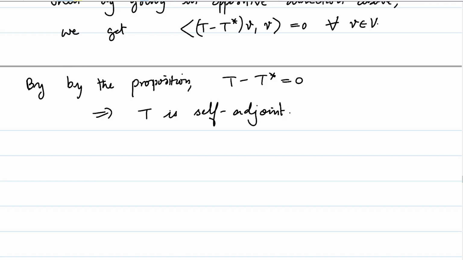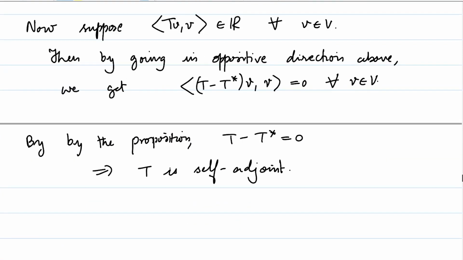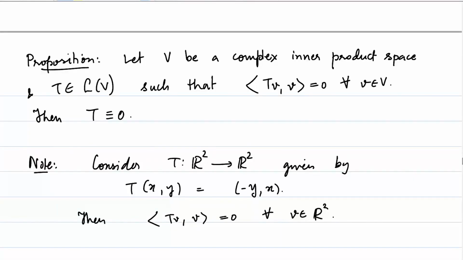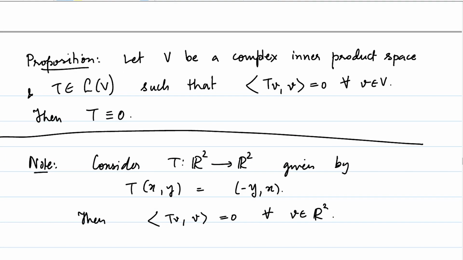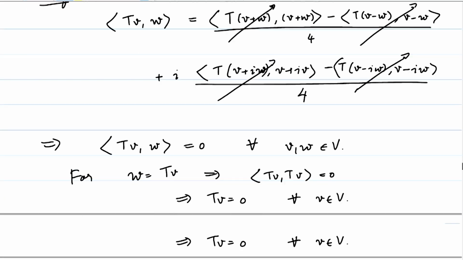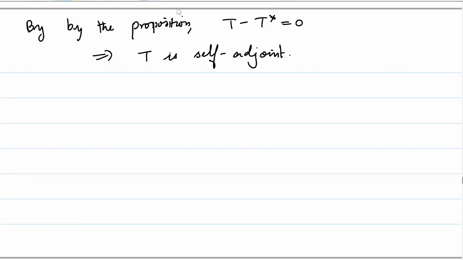Alright, so that is one characterization of self-adjoint linear operators in complex inner product spaces. Well, there is an analog of this proposition in the case of real inner product spaces as well. We saw that in general this is not true. Let's look at what could be an analog in the case of real inner product spaces, which I will write down in the next proposition.